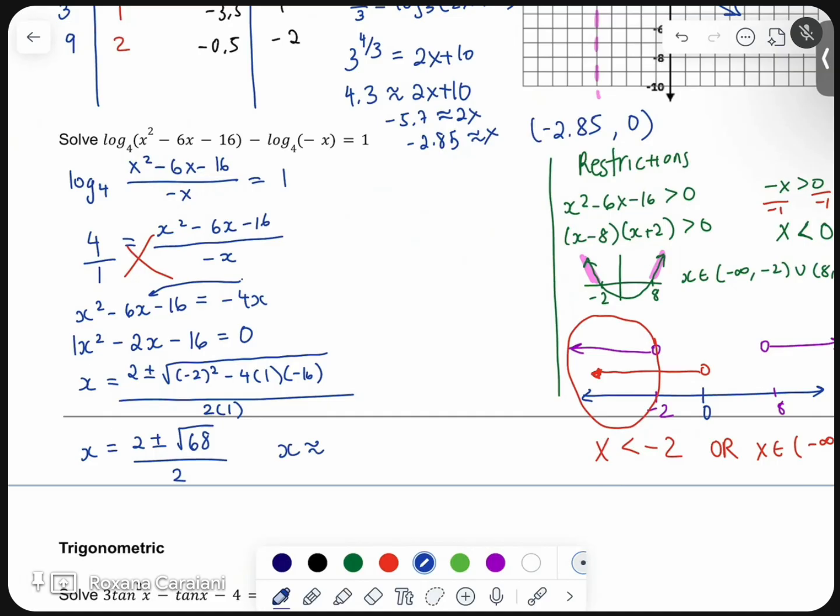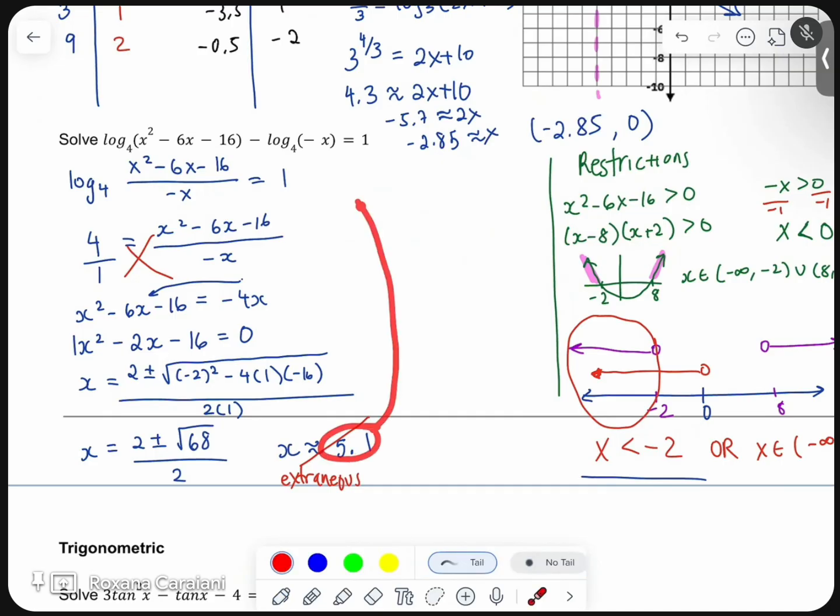2 plus the square root of 68, all divided by 2, gives me approximately 5.1, but my restriction says I have to be less than negative 2, so this one is extraneous. Although it was a solution to the parabola, the quadratic, it doesn't actually work for the logs, because imagine taking this 5.1 and putting it into this argument. That would become negative 5.1, and we can't take the log of a negative number.